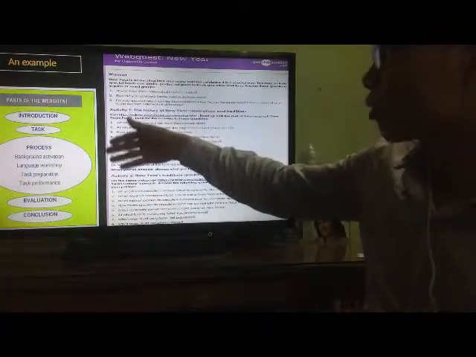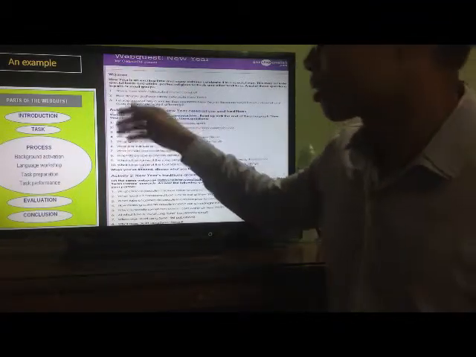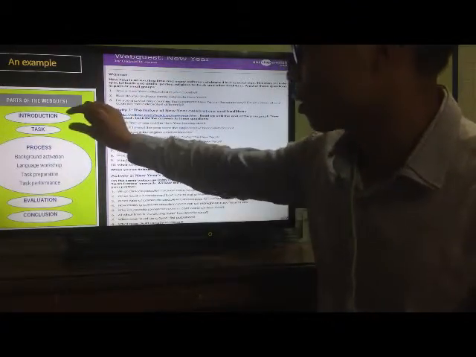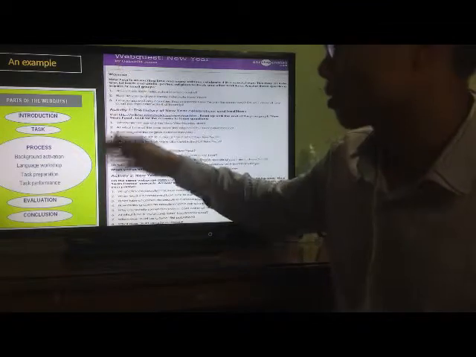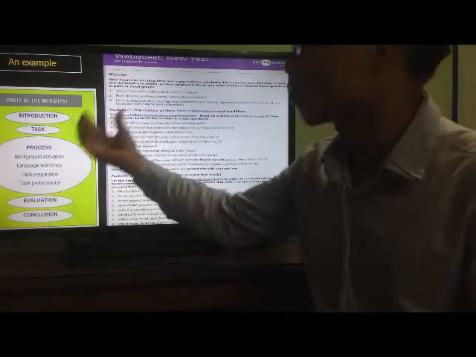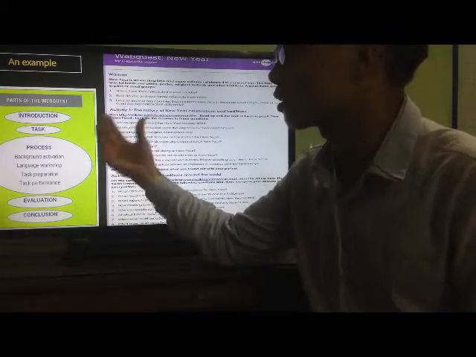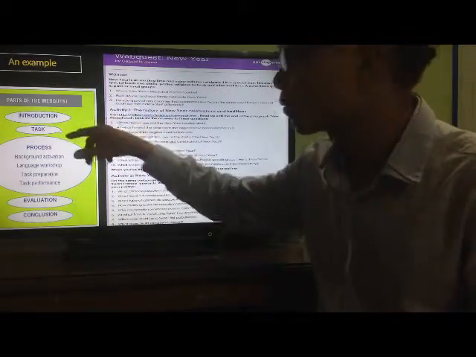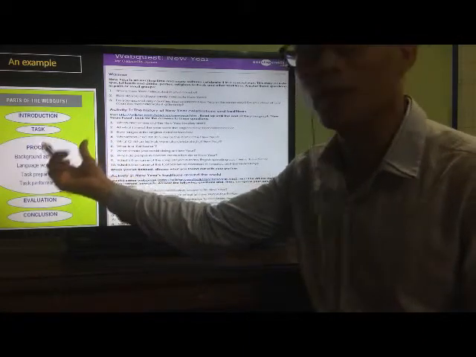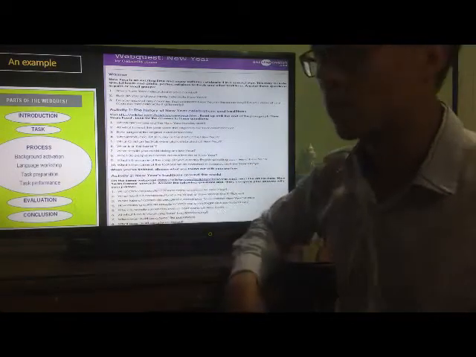So this is an example of what a WebQuest looks like. A typical WebQuest would comprise five stages like this. The first stage is the introduction. This is where the basic information about what the students are going to do is included. Second, the task. This is where the students know what they have to go through, what they have to accomplish throughout the whole WebQuest.